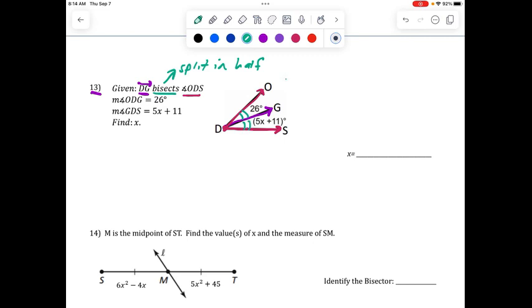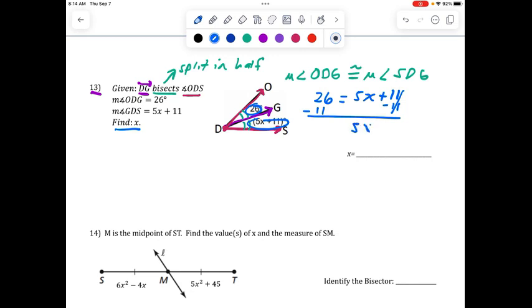So let me even write that up here. The measure of angle ODG is going to be congruent to the measure of angle SDG, those two green angles. So what that means in terms of an equation, my goal is to find out what x is. So ODG is 26 and GDS is 5x plus 11. So because these two things are congruent, that means that we can say that 26 is equal or equivalent to 5x plus 11. So what we could do is solve for x. We could subtract 11 on both sides, get 5x equals 15, divide by 5, and get that x equals 3.